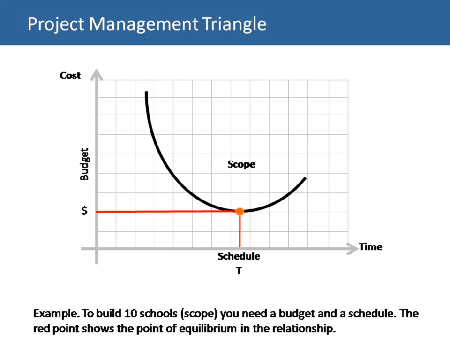In this example, we want to build 10 schools. That is our scope. And we need a budget and a schedule. The red point shows the point of equilibrium in the relationship. It means that in order to build 10 schools, I need a specific time and I need a specific amount of money.